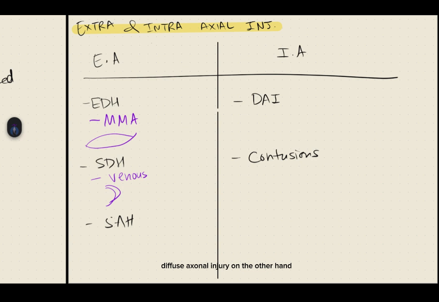Diffuse axonal injury, on the other hand, is caused by rotational or shearing force causing the axon of the neuron to be torn. It's not very well seen on CT and is generally best seen on the MRI, which is not very ED friendly. These patients will present almost comatose or in very, very low GCS states.